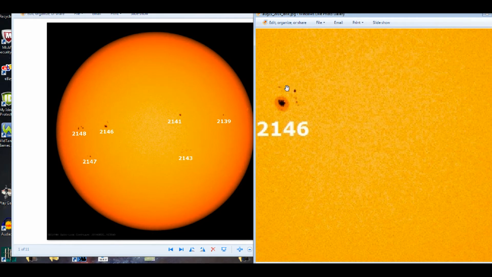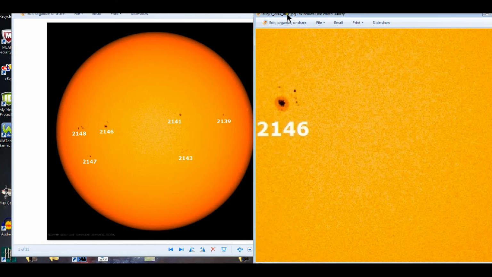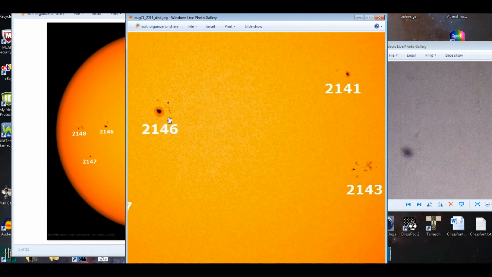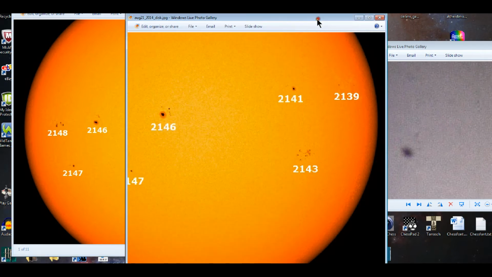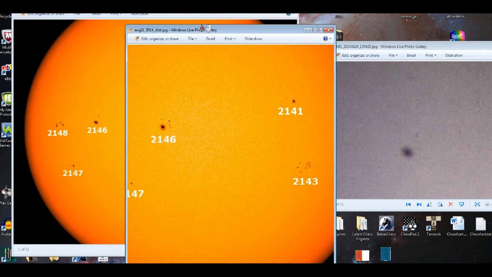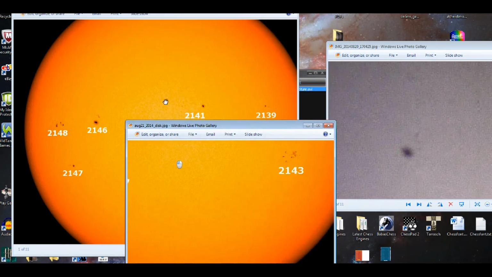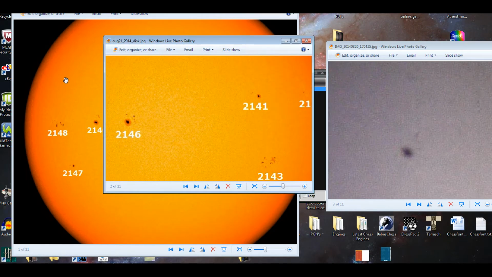Okay. This is August 20th. This is August 21st. Okay, so let's go ahead and zoom this out a bit. Let's go ahead and zoom this in a bit. There it is. Now I got it. Okay. Can I close this a little bit? If I can shrink this a little bit, I can make the direct comparison.